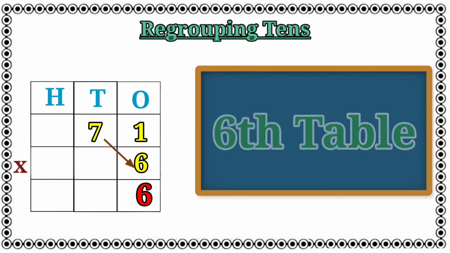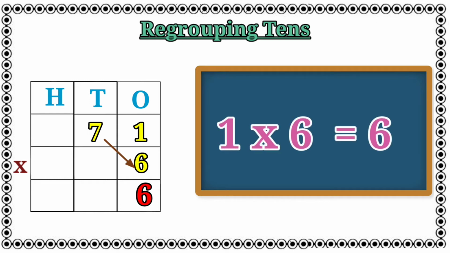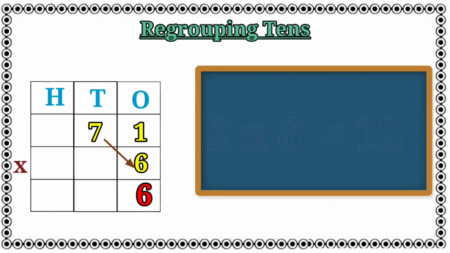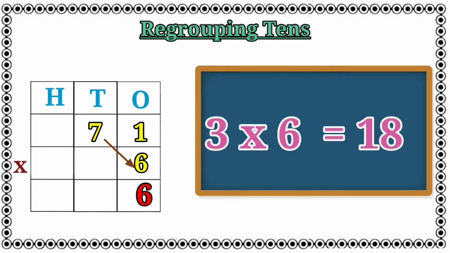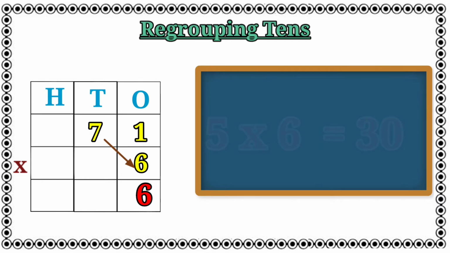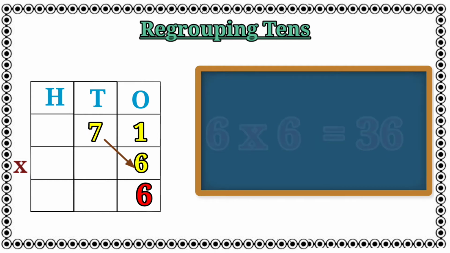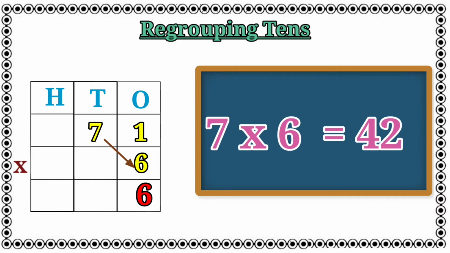Join with me. 1 6 is 6, 2 6 are 12, 3 6 are 18, 4 6 are 24, 5 6 are 30, 6 6 are 36, 7 6 are 42. Here we will get the answer 42.